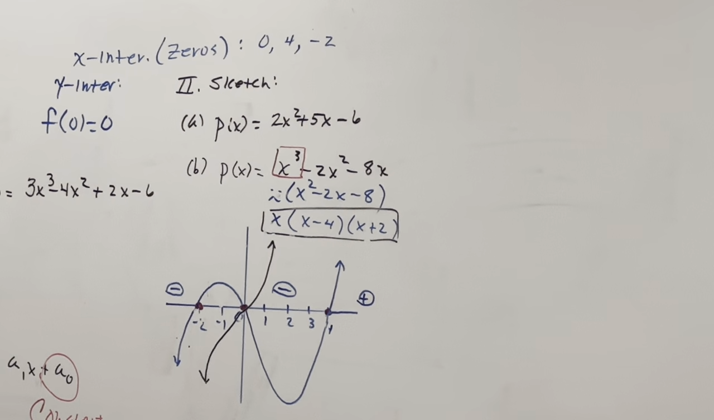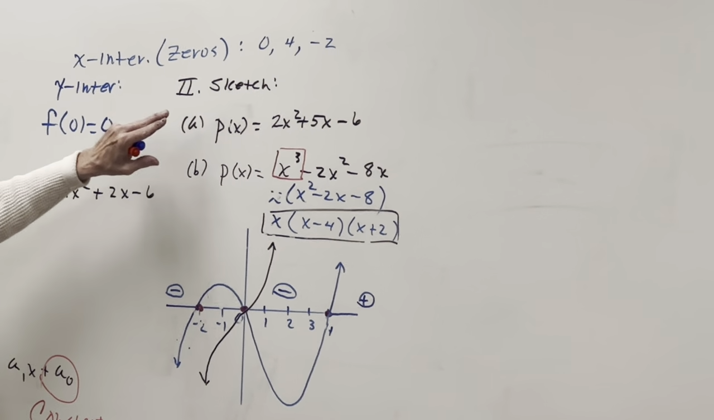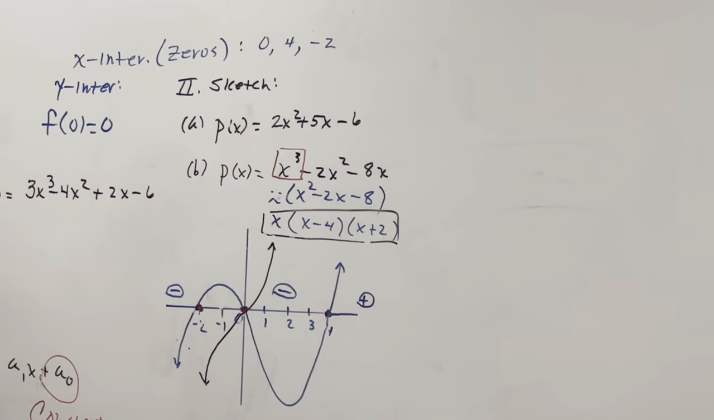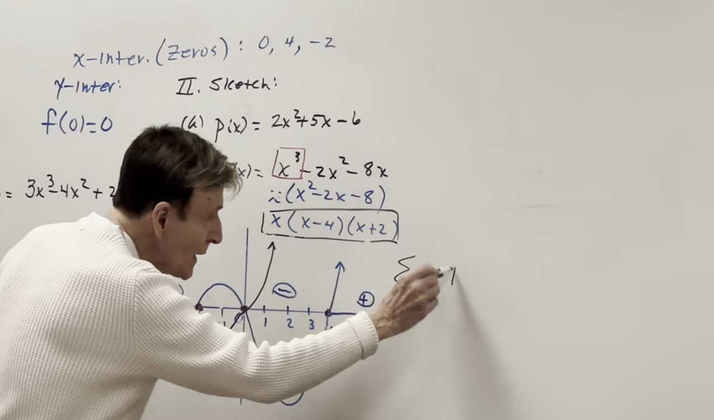No problem. Now I'm going to describe a few things on this graph. The zeros we got out of the way. Zeros are 0, 4, -2, the x-intercepts. Now this end behavior. Describe it to me.